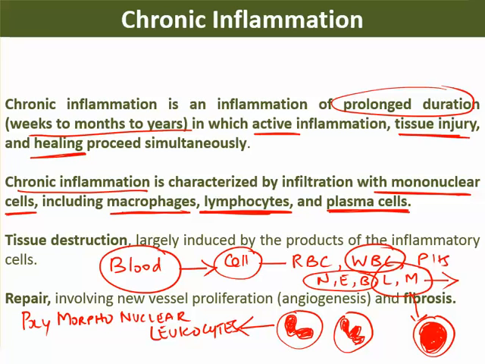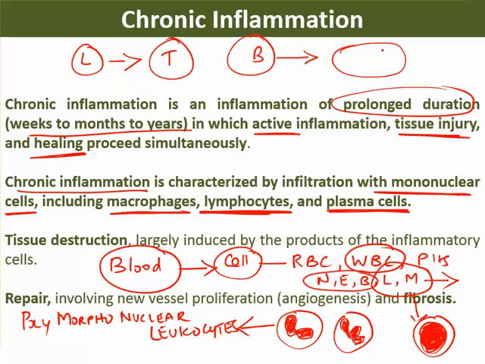Now, if you take the lymphocytes alone, there are two types of lymphocytes: T lymphocyte and B lymphocyte. The B lymphocyte, when it is stimulated by the antigen, or stimulated by the T lymphocyte, in whatever way, can become an egg shaped cell. It is called a plasma cell. They produce antibodies.